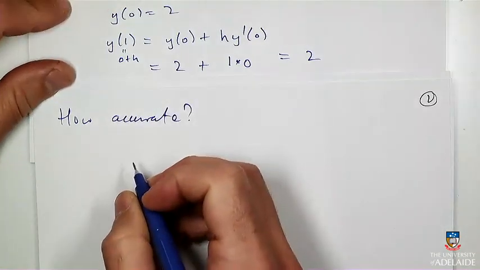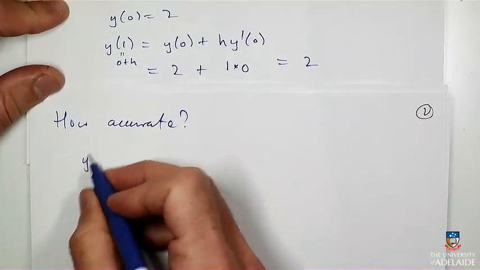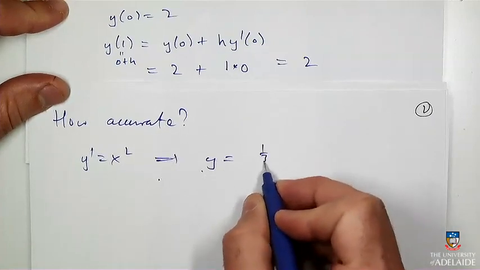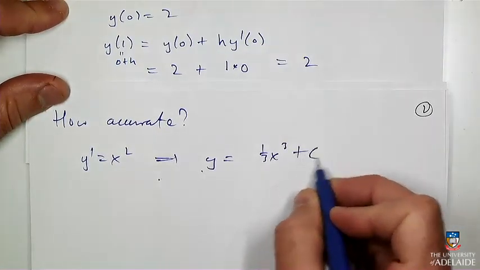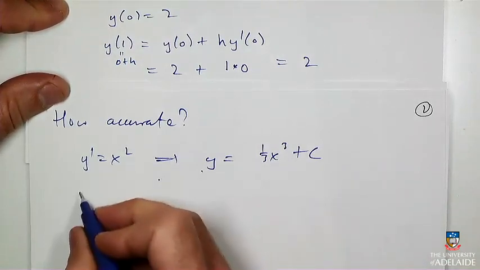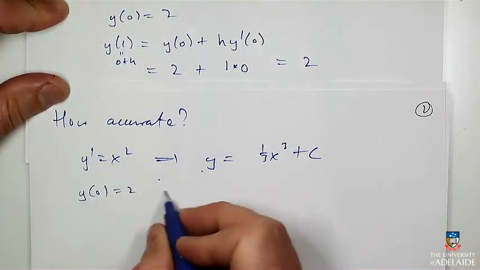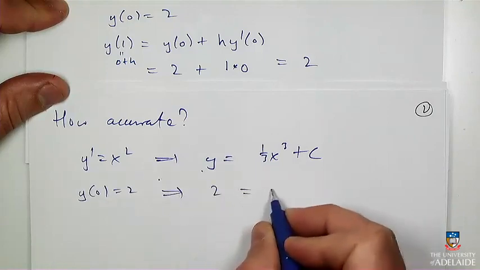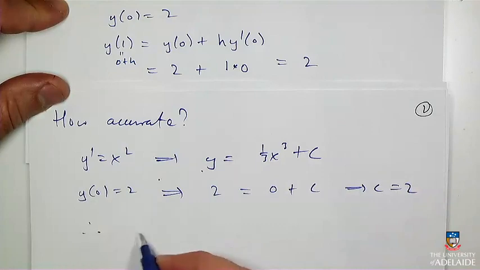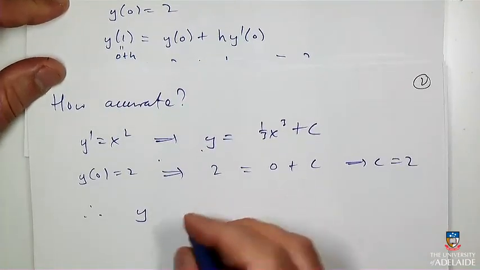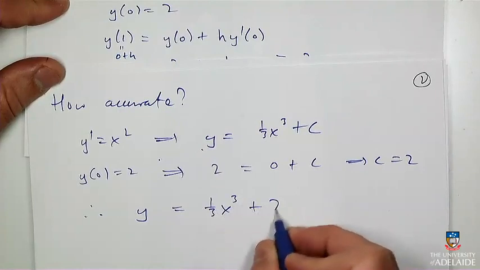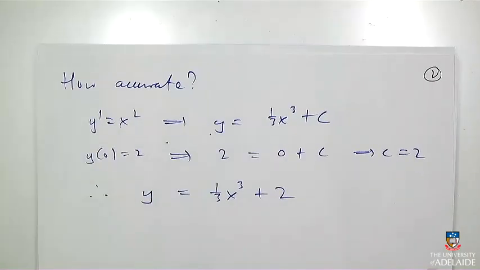How accurate is this? Well, what's the actual solution? y' = x² implies y = (1/3)x³ + c, right? That's the general solution to that DE. Okay, y(0) = 2 implies 2 = 0 + c, so c is 2. So the actual particular solution is y = (1/3)x³ + 2. So there's the actual solution, right?